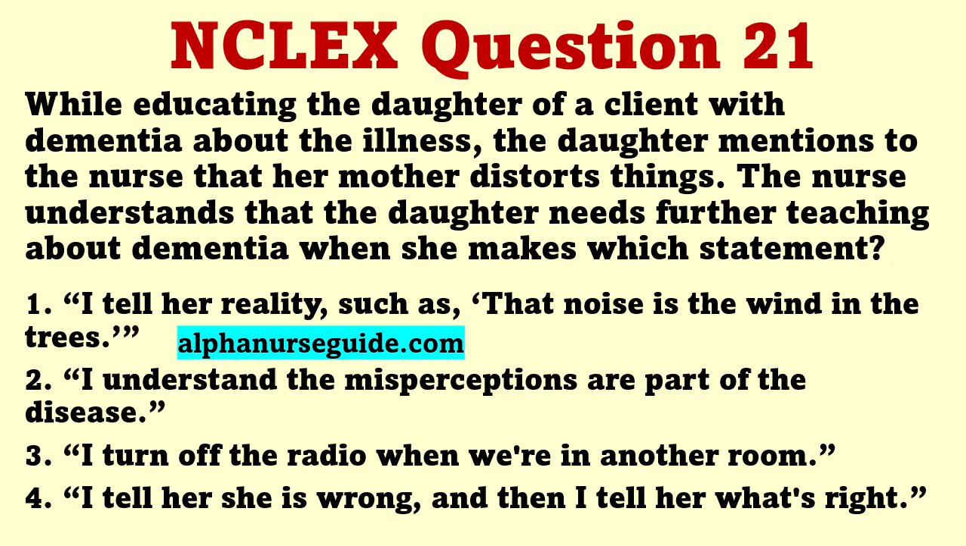The correct answer is 4. Telling the client that she is wrong, and then telling her what is right is argumentative and challenging. Arguing with or challenging distortions is least effective because it increases defensiveness. Telling the client about reality indicates awareness of the issues and is appropriate. Acknowledging that misperceptions are part of the disease indicates an understanding of the disease and an awareness of the issues. Turning off the radio helps to limit environmental stimuli and indicates an awareness of the issues.